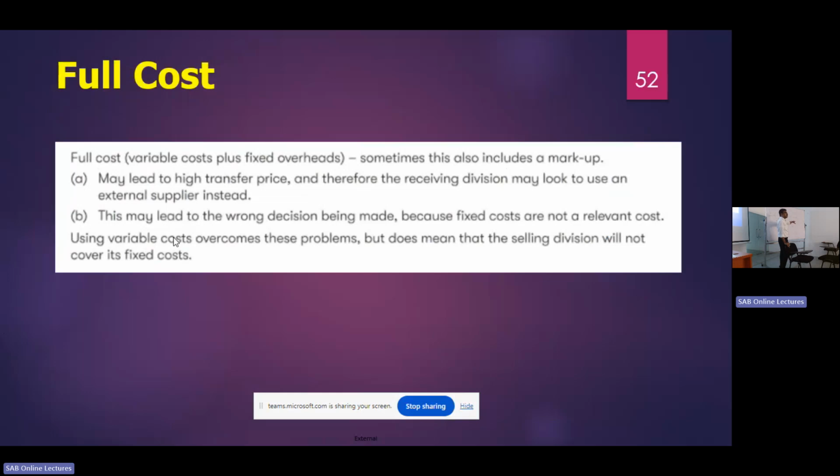So the fixed cost, this 60, is the total fixed cost incurred by the division. You divide it between the three products, X, Y, Z. Assume this fixed cost is totally unavoidable. Okay, like the factory rent.